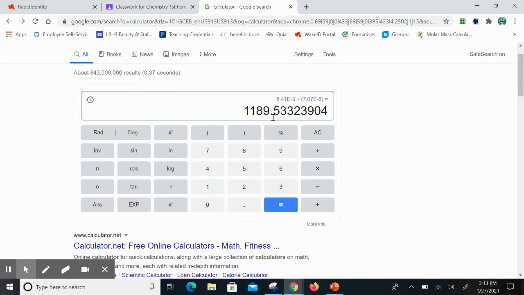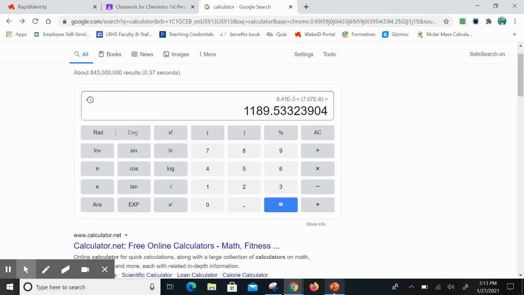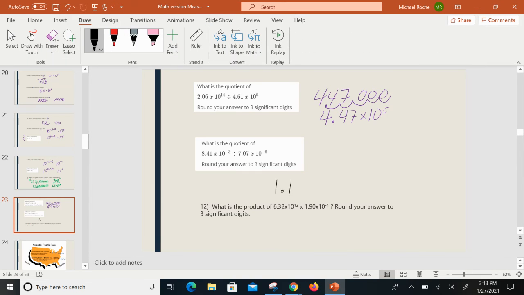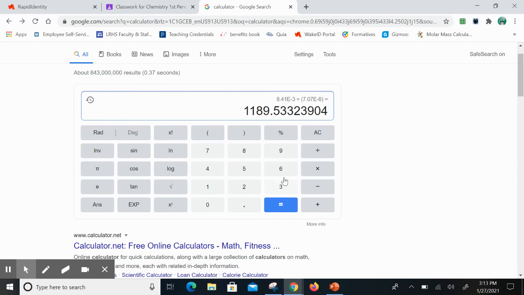1.189, so that would be, how many significant digits did it need to be? 3. So that's 1.19 times 10 to the third. This is either 1.19 times 10 to the third or 1190. Either of those are acceptable. The last one is 6.32 times 10 to the 12th. So 6.32 times 10 to the 12th. So you can do these with the E or without.